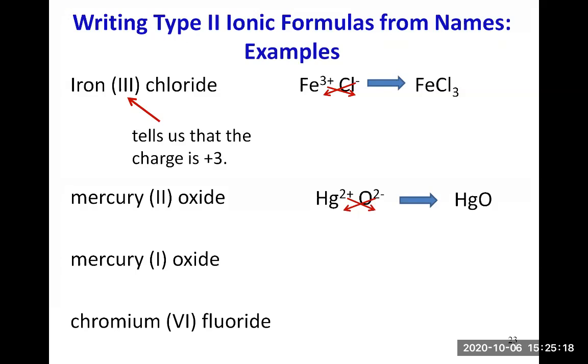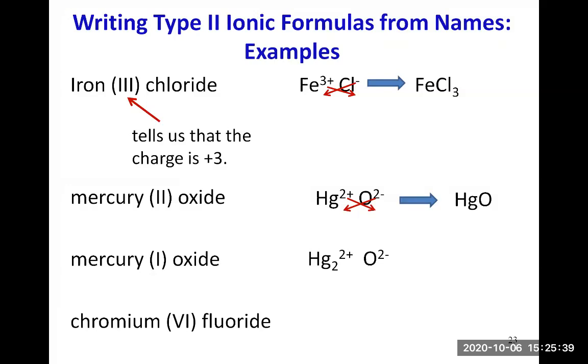Mercury 1 oxide. So be careful, mercury 1 is a special case. We saw in the table that it's Hg, 2 atoms, and then 2 positive charges. Oxide, again, is O -2. So this time you cannot do the crisscross trick.